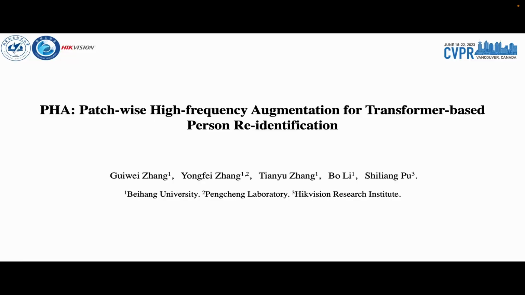Hi, my name is Guiwei Zhang, currently a PhD student at Beijing University of Aeronautics and Astronautics. Today, I will introduce our CVPR highlight paper, which is titled Patchwise High-Frequency Augmentation for Transformer-Based Person Re-Identification.